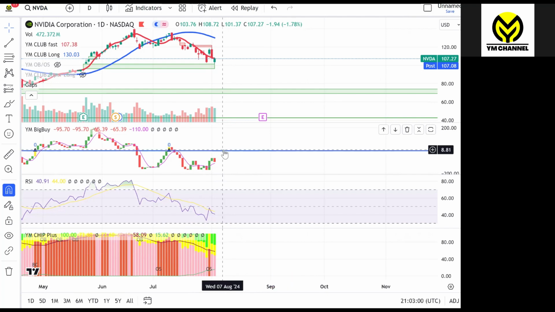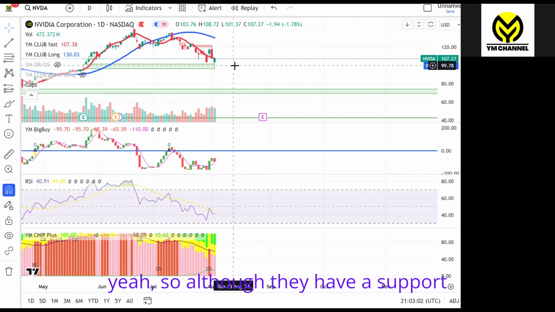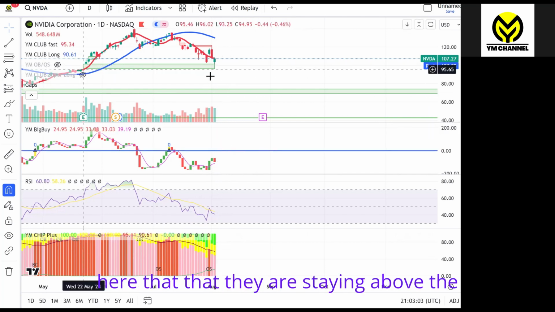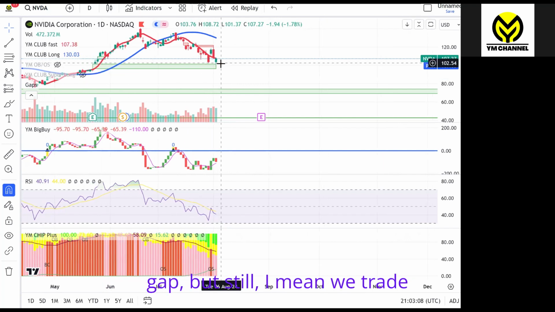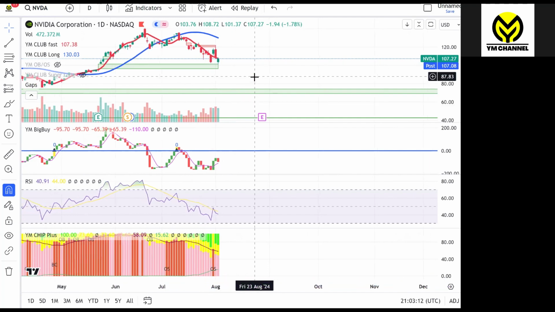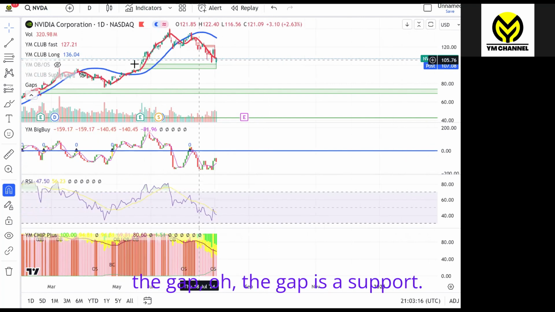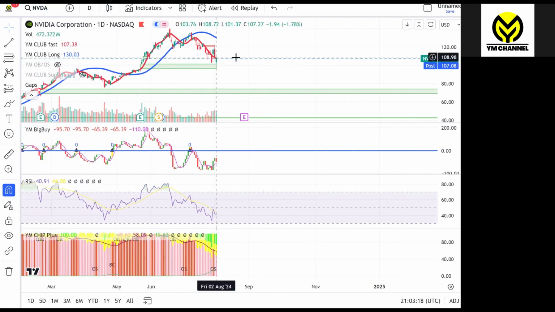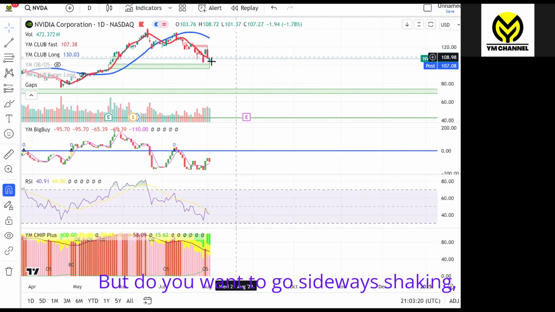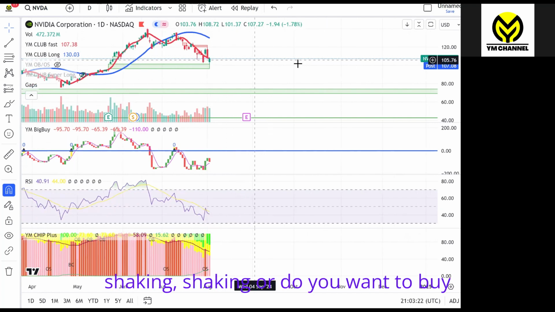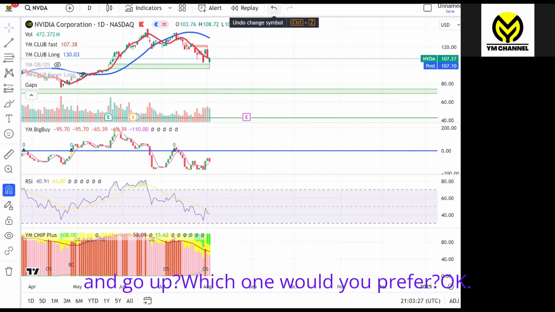Okay, so although they have a support here, they are staying above the gap, but still, I mean, we trade with signal. Okay, we are not trading. By the way, some people say the gap is a support, so we buy. But do you want to go sideways, shaking, shaking, shaking? Or do you want to buy and go up? Which one will you prefer?